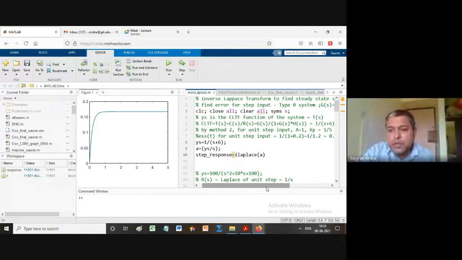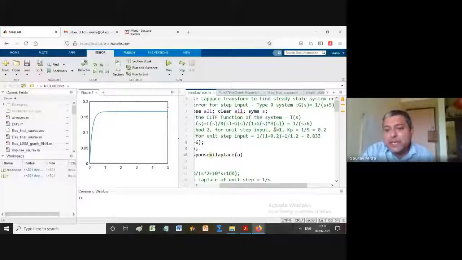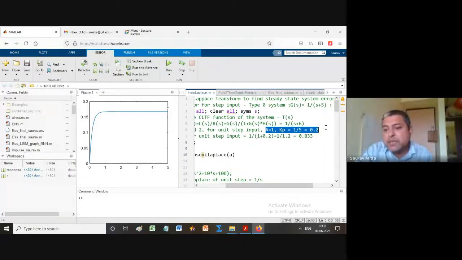And how did we find this error? Just by substituting limit s tends to 0 GSHS. So from there we had found KP. So whenever we are finding KP, that time also we have not made it closed loop. So everything we are finding from open loop. KP is found from open loop factor only. Open loop factor is GSHS. A is equal to 1. So A is equal to 1 means we are giving unit step. Unit step means input is 1.